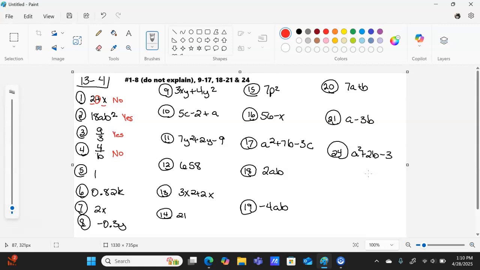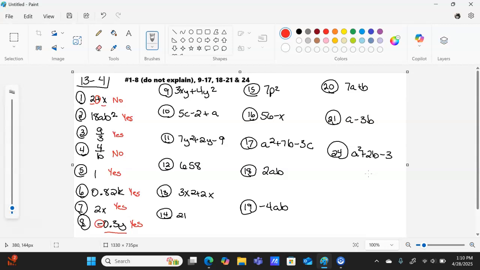Number 4 is not because there's a variable in the denominator, which means your variable has a negative exponent, and that's not allowed in monomials. 5 is. 6 is. 7 is, and 8 is, even though there's a subtraction sign, it's actually just a negative sign on this one term. So there's only one term.